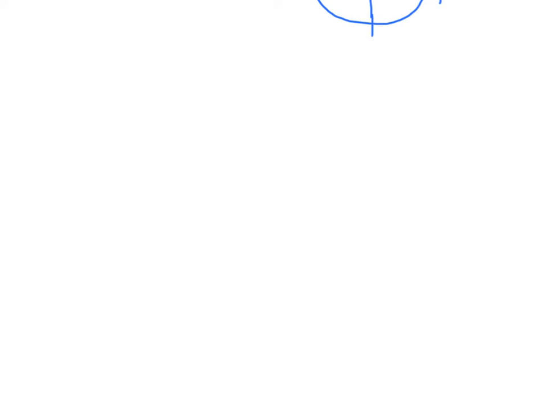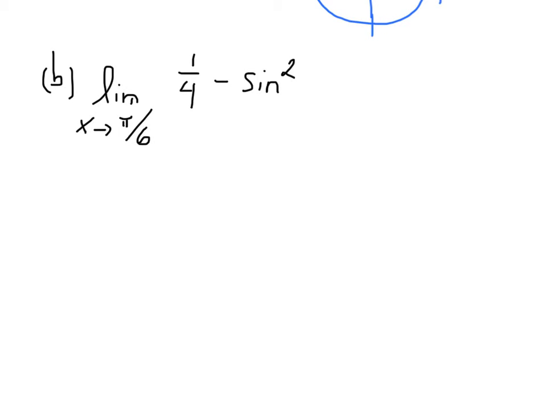Alright, so this would be example B, and the limit here is the limit as x tends to pi by 6 of (1/4 minus sine of x) all squared, divided by 1/2 minus the sine of x.